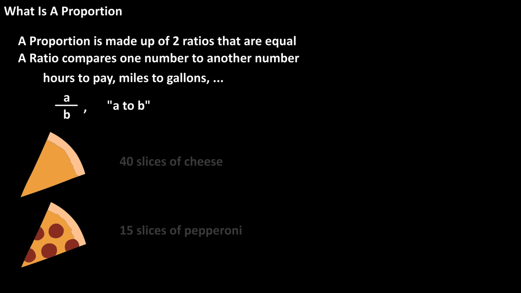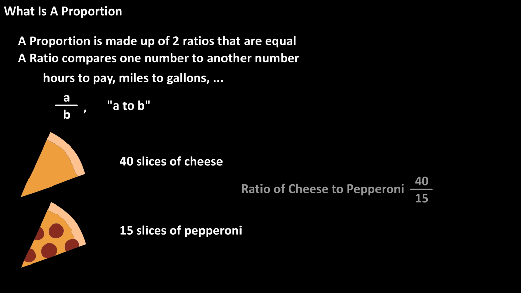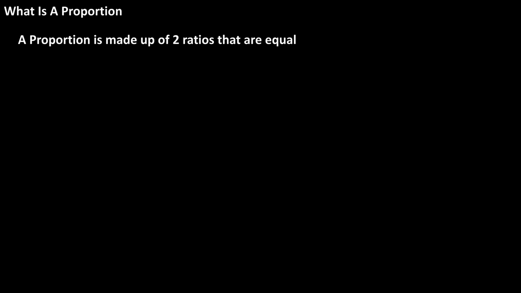If a pizza joint sold 40 slices of cheese pizza and 15 slices of pepperoni pizza, then the ratio of cheese to pepperoni would be 40 to 15. And this fraction can be reduced as both numbers are divisible by 5, which results in 8 to 3 as the ratio. Again, a proportion is made up of two ratios that are equal.